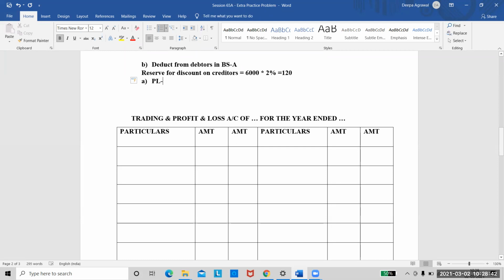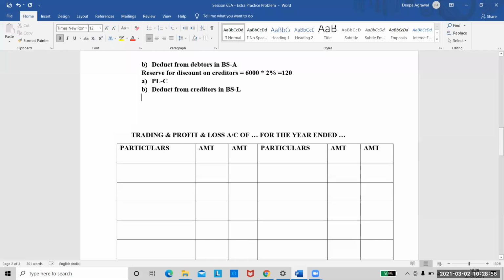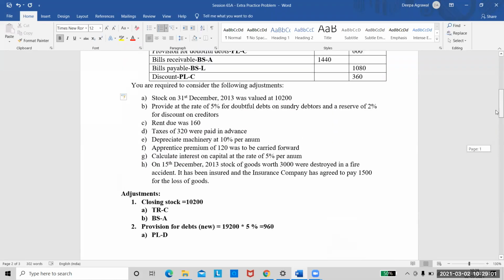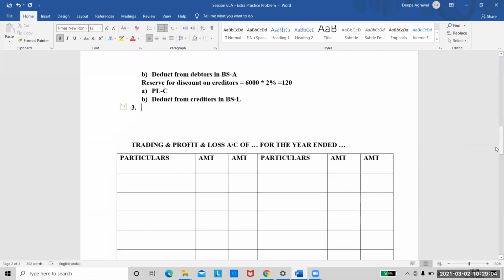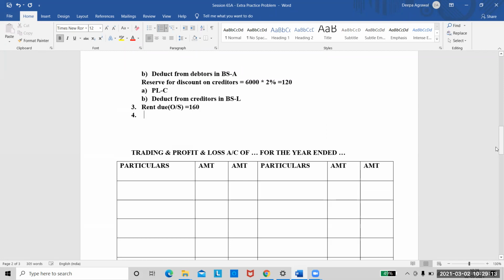So first treatment, P&L account credit side. Second treatment, deduct from creditors in the balance sheet on the liability side. Right? Next, we will move forward to the next adjustment. See the third one. Rent due was 160. So what do you mean by rent due? It is outstanding rent. So tell me the two treatments for outstanding rent.